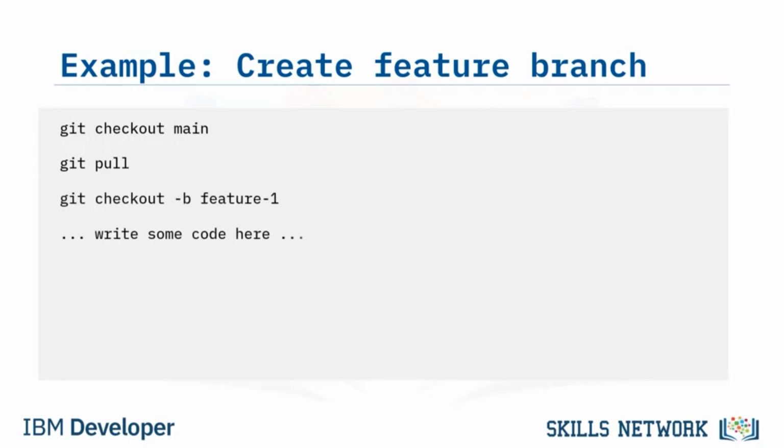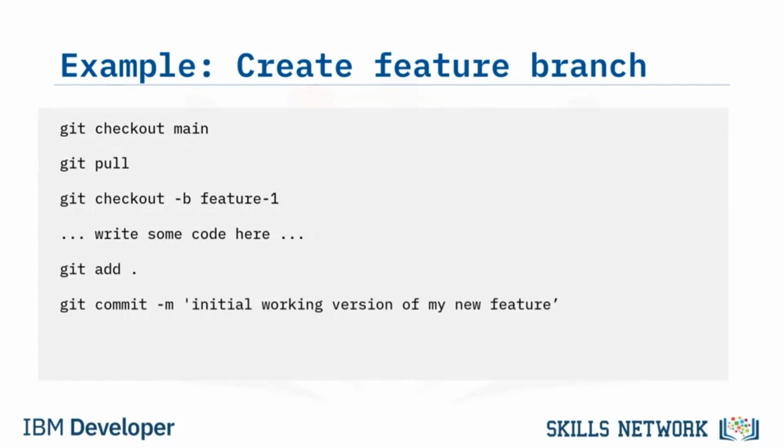When working on a new feature, make sure to create a new branch to work from. This is when a developer is ready to start developing that new feature. Once you've finished with your changes, you should stage your changes using the git add file name or git add period command and commit them with a good descriptive message.